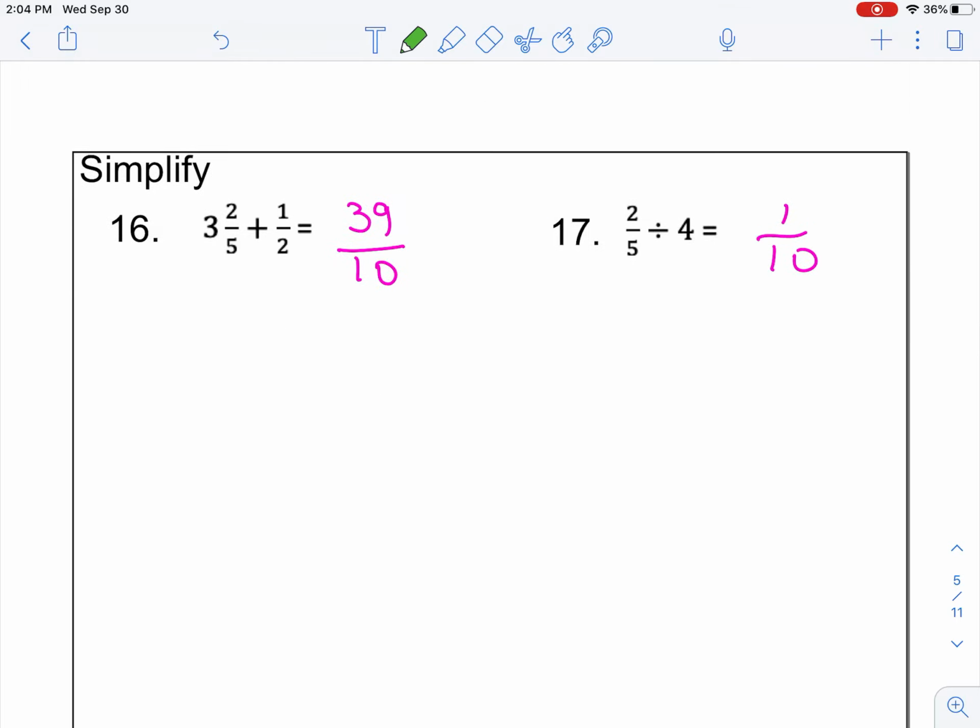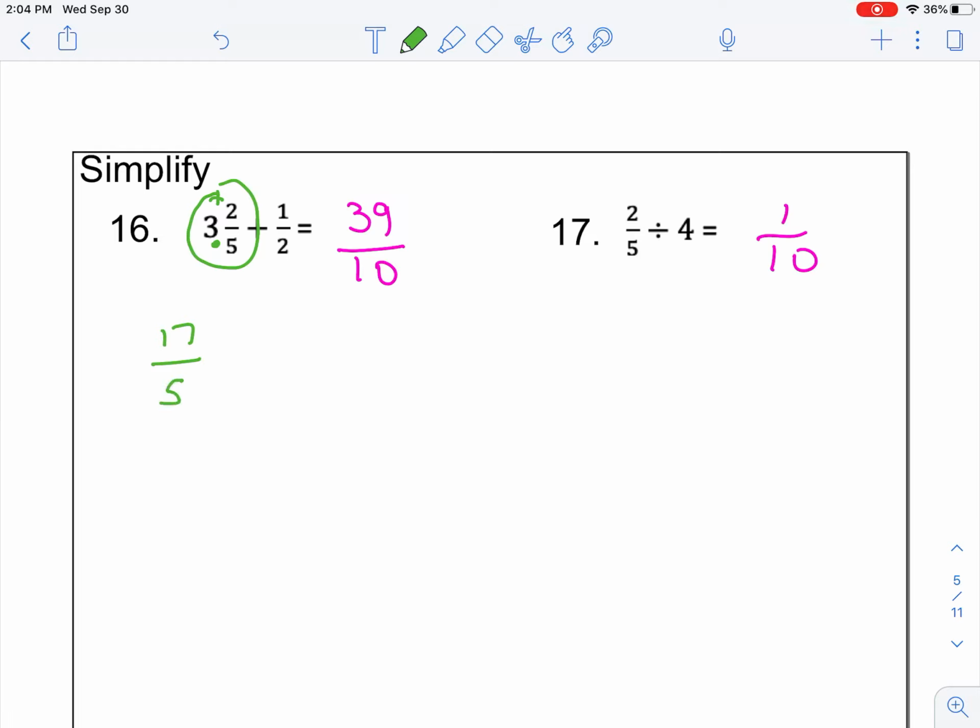Here are more complicated fractions. Remember, before you can calculate with a fraction, if you have a mixed number, you need to change it to improper. You do that by multiplying the whole number times the denominator and adding the numerator. So 3 times 5 is 15, plus 2 is 17/15.